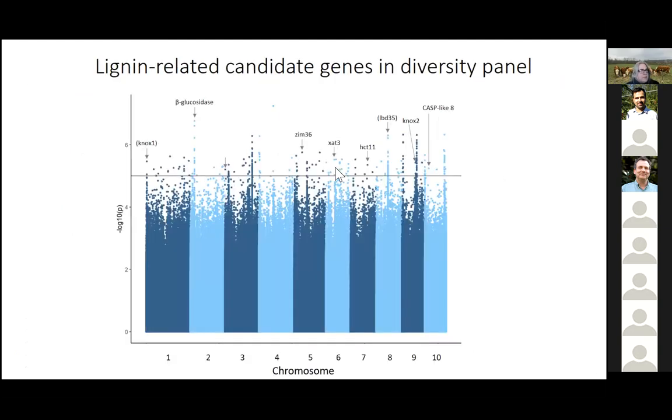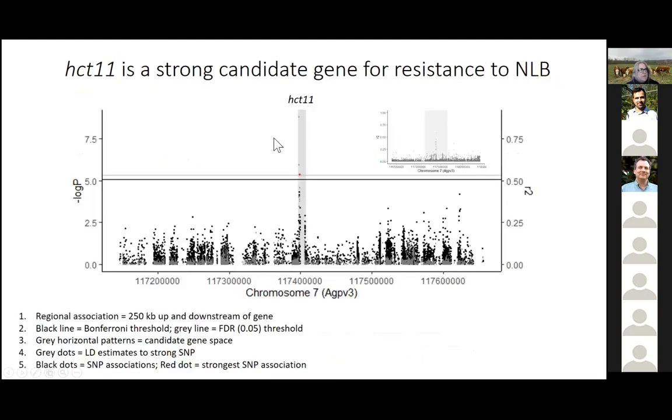I want to look at the next one here. This is HCT11. HCT11 is just a beautiful candidate gene. Here's the 2 megabase LD region around the most significant SNP, and you can see that there's really no LD in that area. If I look closer in this 500 kb region, you can see the GWAS hit, and you can see this really nice tower of SNPs right within the HCT11 gene. And that's just tremendously exciting to me. It's also interesting that there's this gap in sequence, which might indicate a presence-absence variation, which could be relevant for the disease resistance.